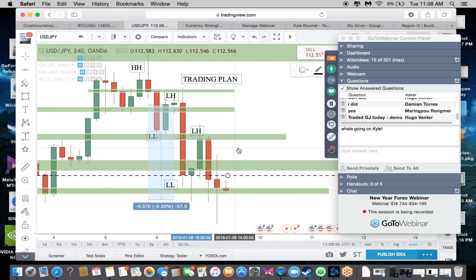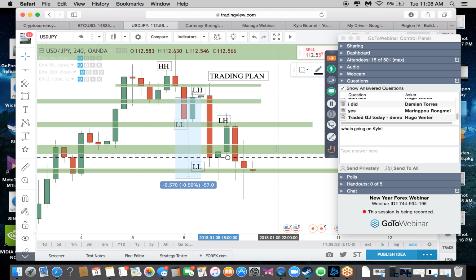look at the support zone. Let's zoom in a little bit. You can see here's our support zone. Price already broke through. And we had a wick to fill. We have a wick to fill. So my mindset is, okay, I'm already sell bias, right? We're already sell bias. We're going down.